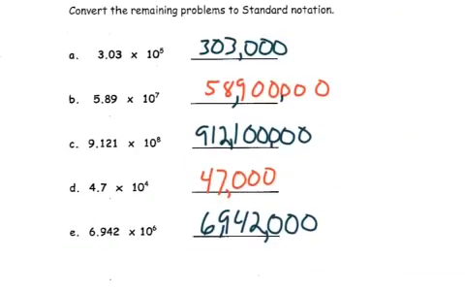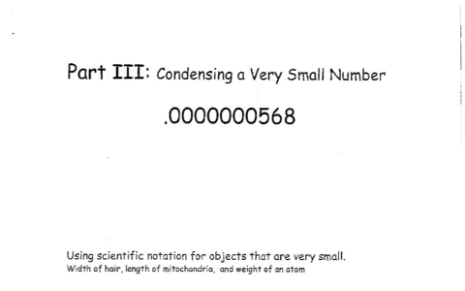And here's the bottom. And again, go ahead and hit pause if you want to check those. Okay, in part 3, what we're going to be dealing with is very small numbers. So we're going to be dealing with decimals. We're going to write them in scientific notation.